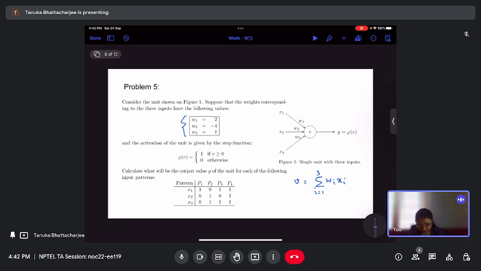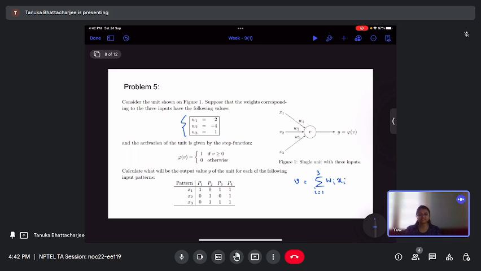Now, it is asked that you calculate the output value y of the unit for each of the following input patterns. So, in the patterns you have 1 0 0, 0 1 1, 1 0 1 and 1 1 1. P1, P2, P3, P4 are the 4 patterns that you have, and you have to compute what will be the output when you give any of these patterns as the input to this particular unit.